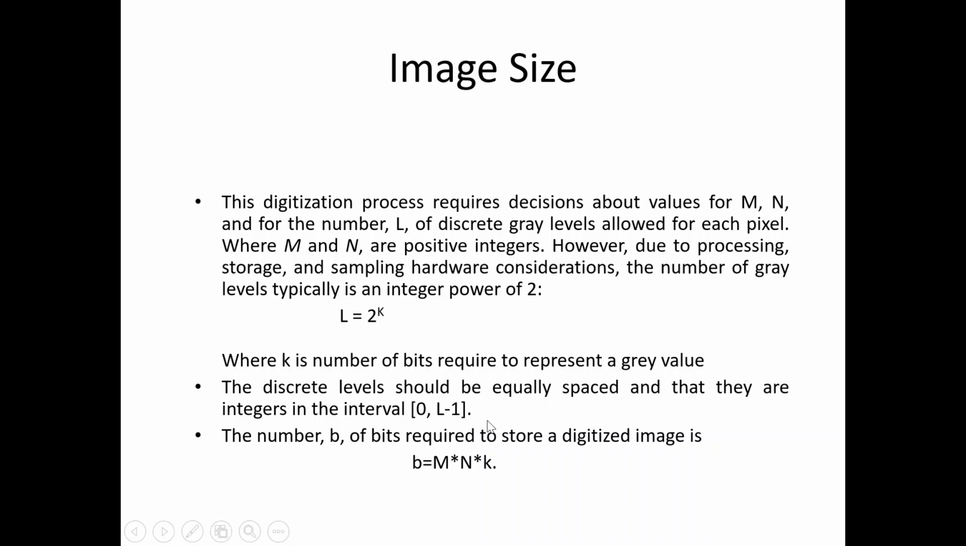And if you want to store that image, we can calculate the storage area with the help of this formula: b equal to m into n into k. M is the number of rows. N is the number of columns. K is the number of bits required to store the pixel value. Whatever the output comes is the storage information in the form of bits to store the image.